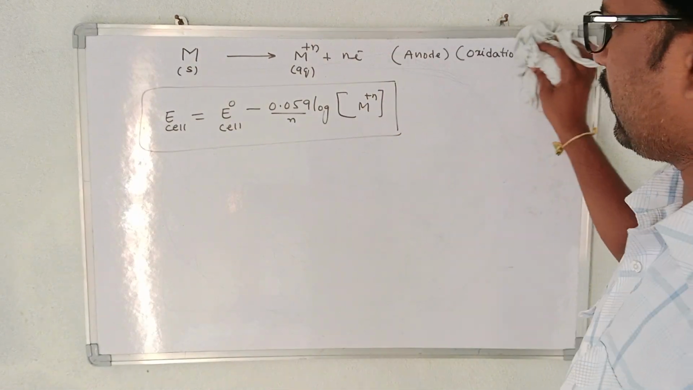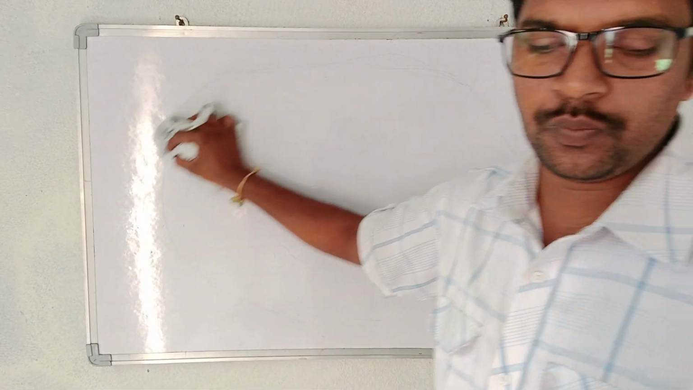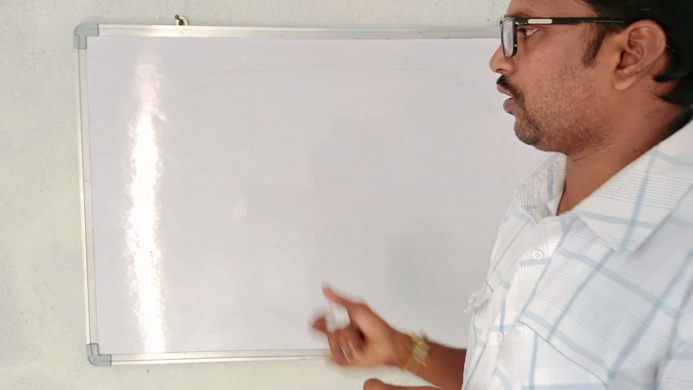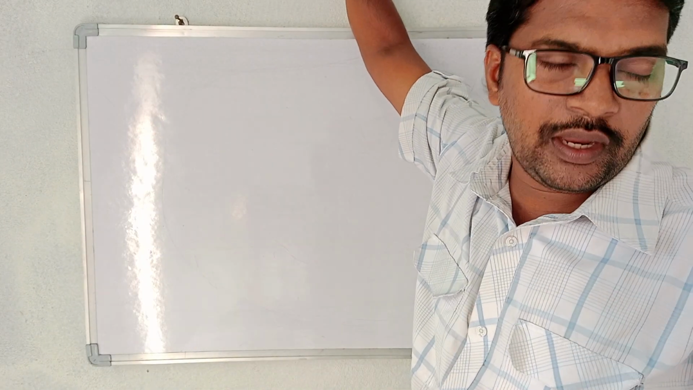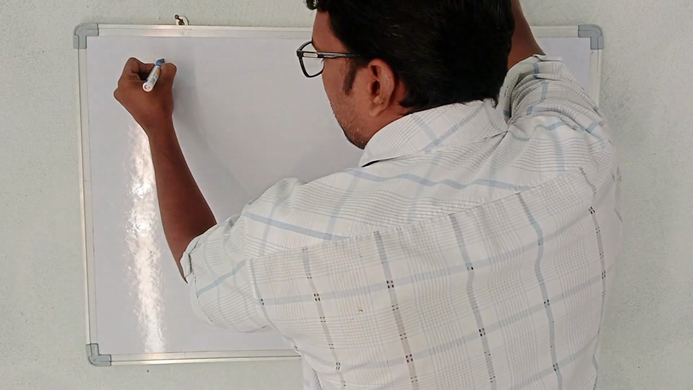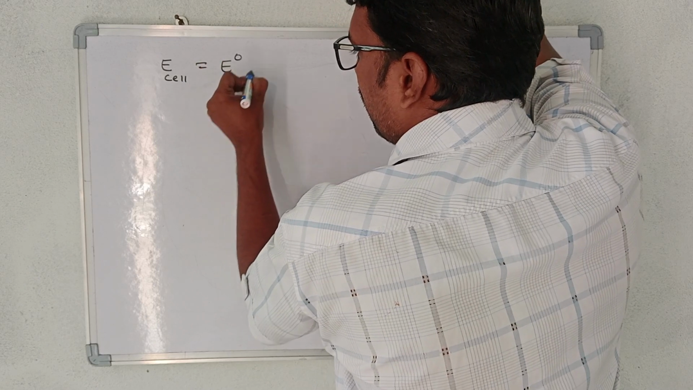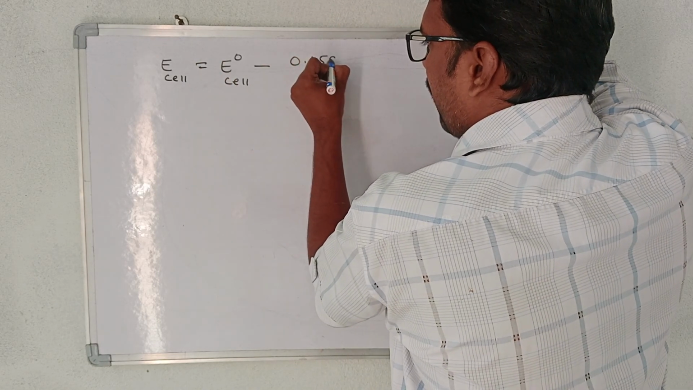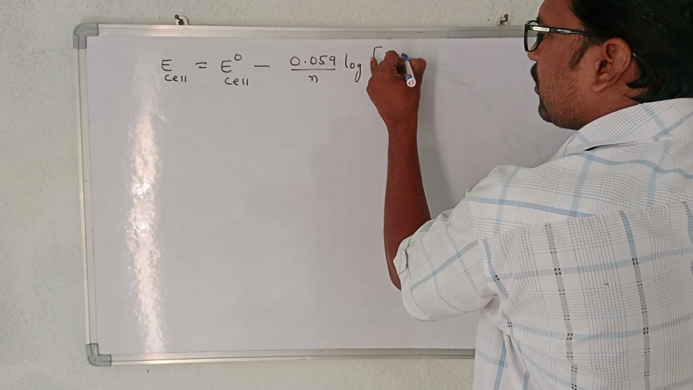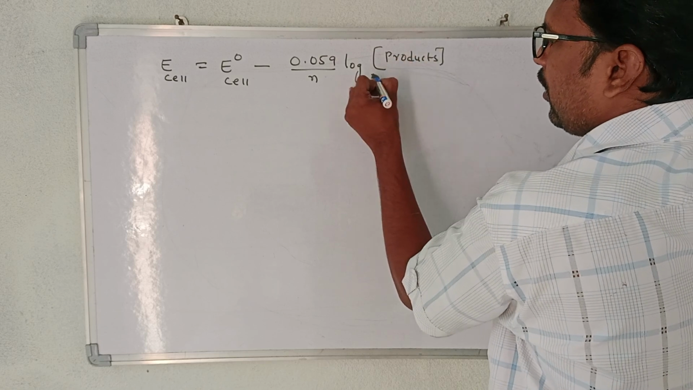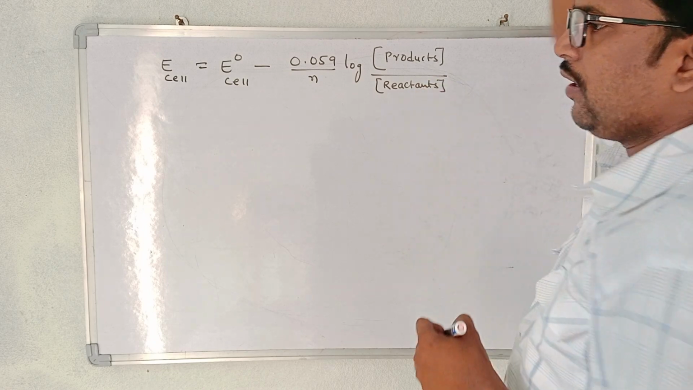Okay, so it is a Nernst equation to find electrode potential, and here we get a relation between electrode potential and electrolytic solution. Now if you want to write a relation between electrode potential and equilibrium constant, generally we take an equation like this. E cell is equal to E naught cell minus 0.059 by n log, and in the numerator we take the products concentration, and in the denominator generally we take reactant concentration. Okay, it is a Nernst equation.